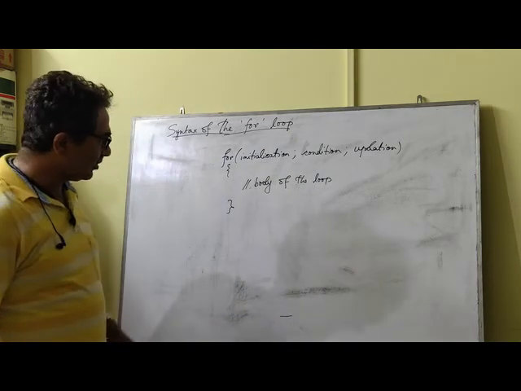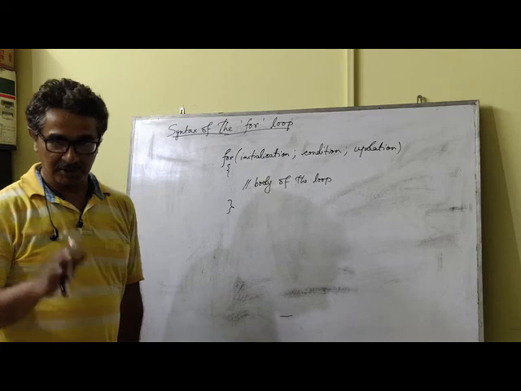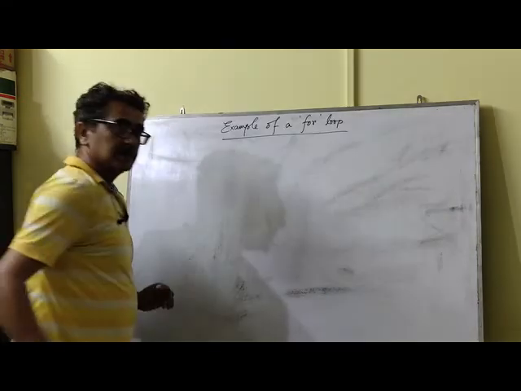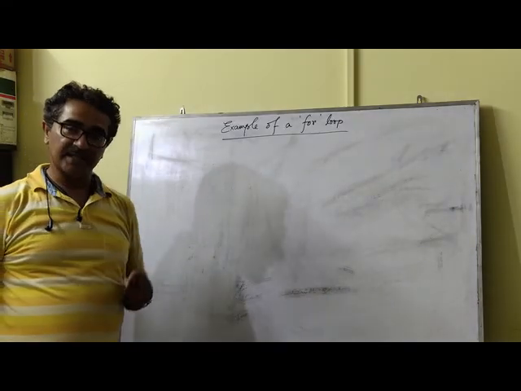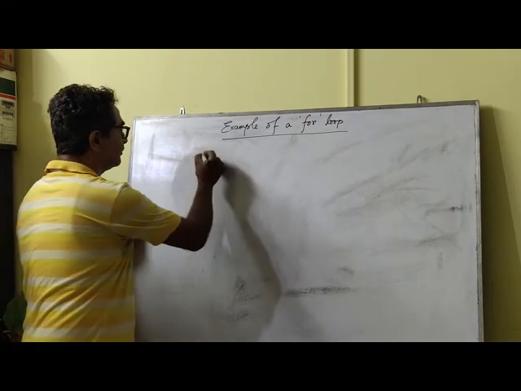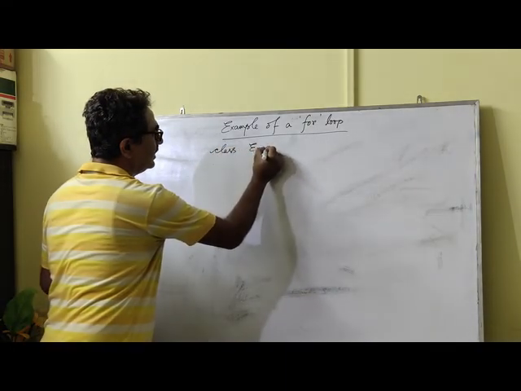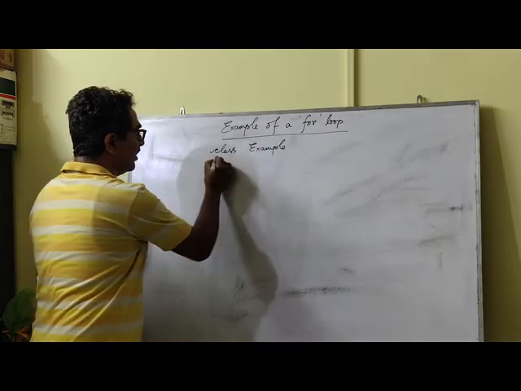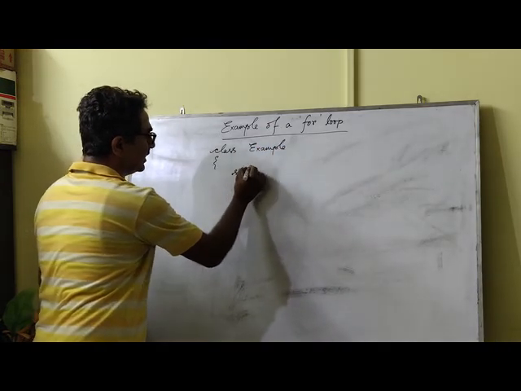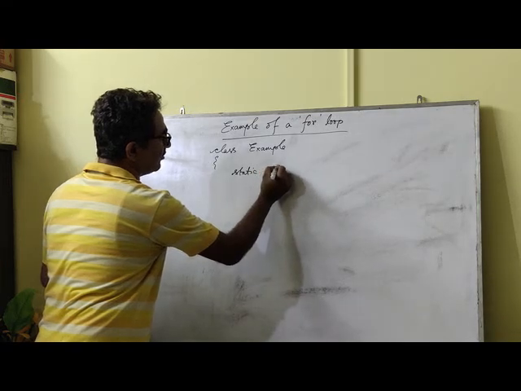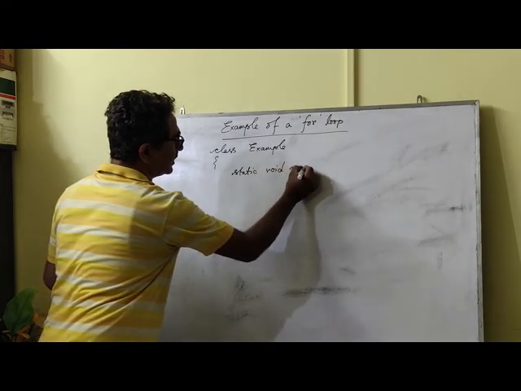So now, to illustrate this further, I am going to give you a complete example of a for loop. We'll begin with a program. So here we have a class named example, followed by the function static void main.